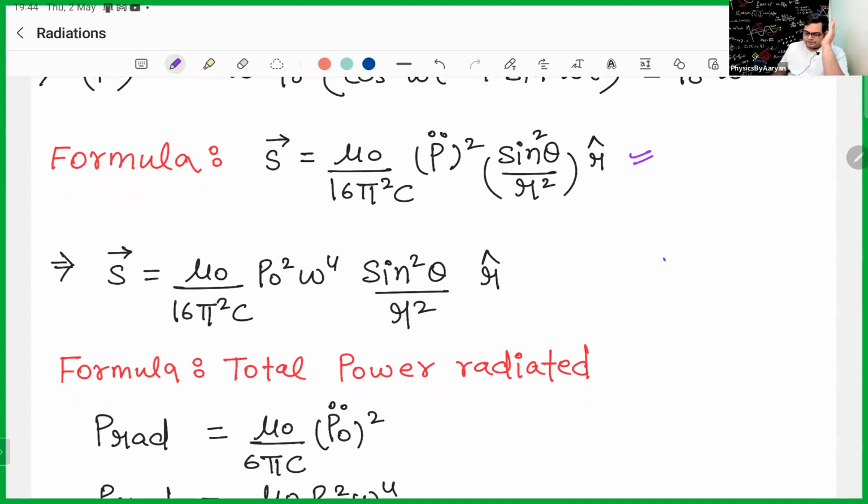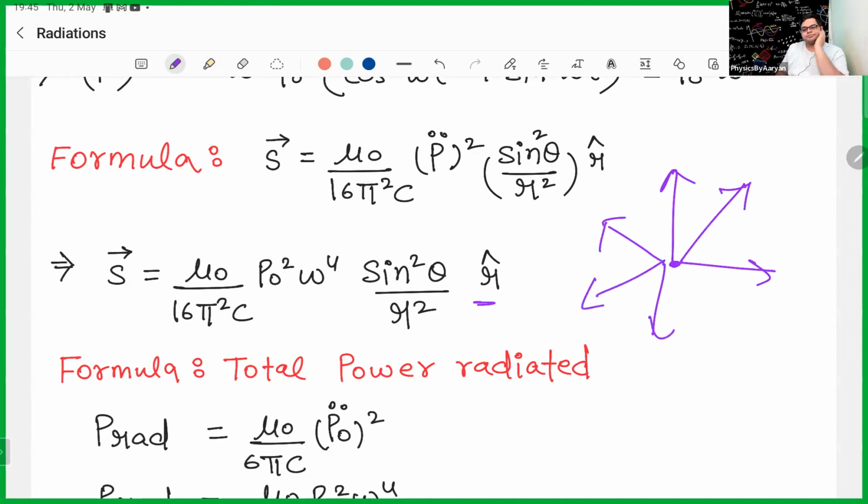For example, let's say this is the charge which is radiating, then the S vector here will be different, and the S vector here will be different, because it also depends upon the angle theta. And obviously it also depends upon the distance. And this S vector is radial, r cap, which basically means that your oscillating dipole is radiating in the radial direction.